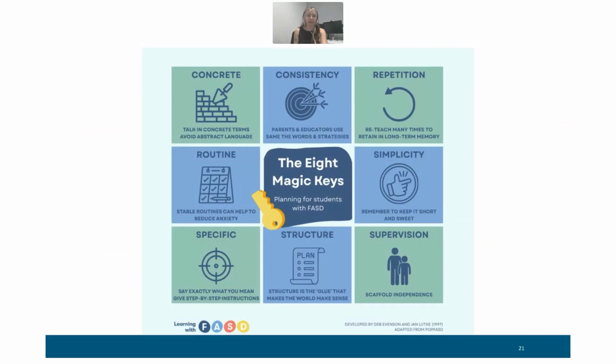However, before I speak about the individual resources, I just wanted to touch on some important information. Underpinning all the strategies suggested in our resources are what's called the 8 Magic Keys. These were developed by Deb Evanson and Jan Latke, and they're guidelines or principles that are considered best practice in supporting young people with FASD. So the keys should always underpin approaches to working with students with FASD and be applied in conjunction with topic-specific strategies. As you can see, these are things like repetition, routine, and so on. And these are linked out to in all of our resources, so you can read about them in more depth on the website.